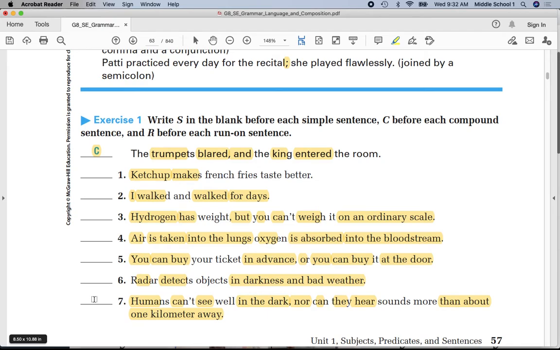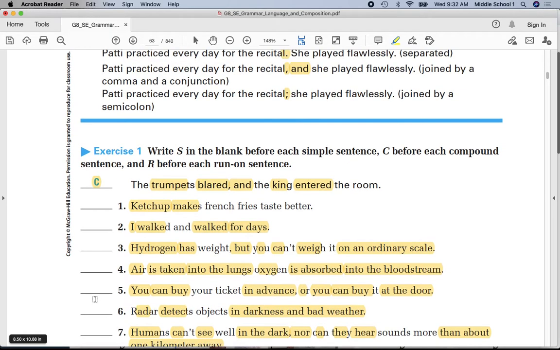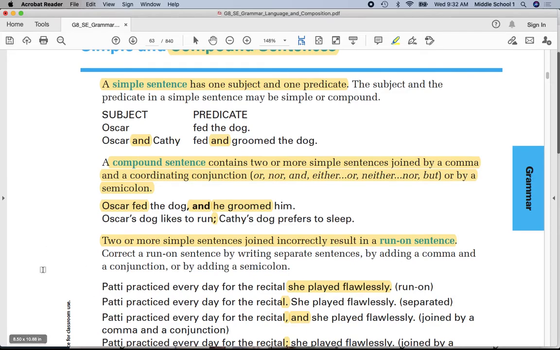These sentences have subjects and predicates. My task is to be able to determine whether there is one subject and one predicate, or a pair, that is a simple sentence, or whether it contains 2 or more simple sentences joined by a comma, coordinating conjunction, or a semicolon, making a compound, or whether there is nothing to join them together. It's a run-on because it doesn't have the correct punctuation.